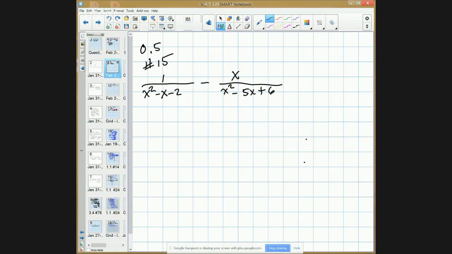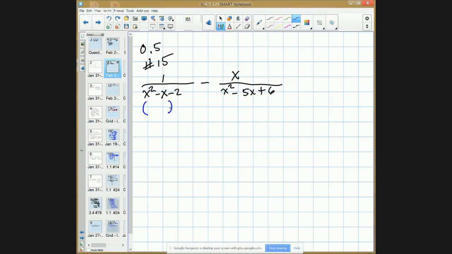So we're supposed to perform the operation, do the subtraction, and simplify. Well, we can't do anything until we get a common denominator, can we? So the first step, we need to get a common denominator, but I can't really see the common denominator until we factor those denominators.